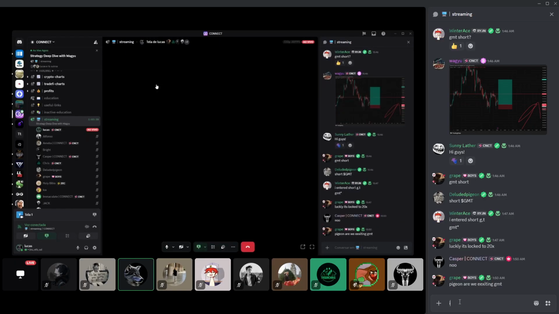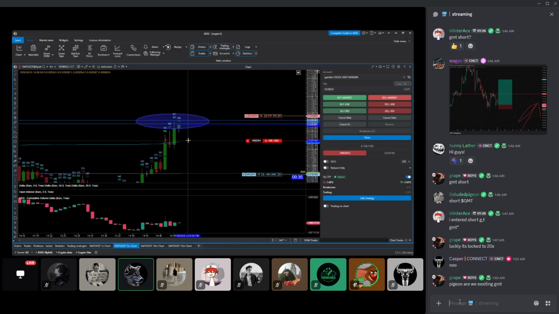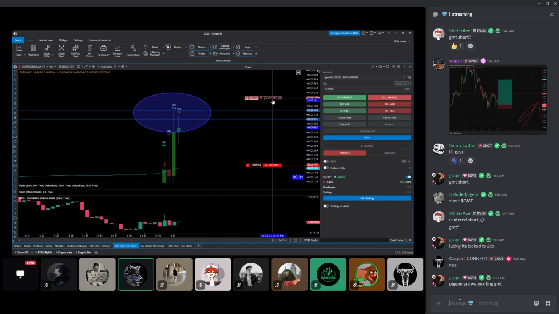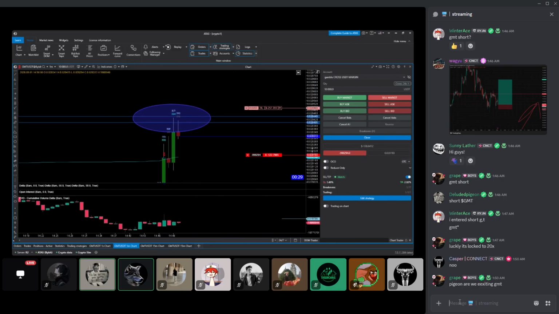Okay, Wagner's gone, sadly. So let's try to see if we get more buying pressure. I think we're going for the new high here. That's pretty bad for me. 200, 300. Okay, holding GMT. Yeah, I think I'm holding this. This is a really good trade.